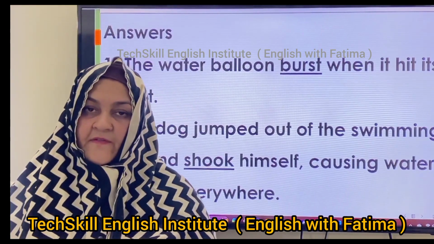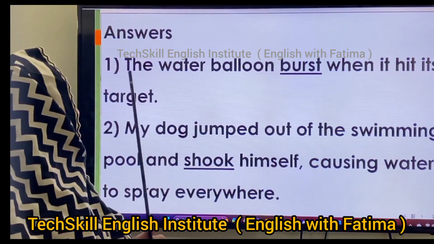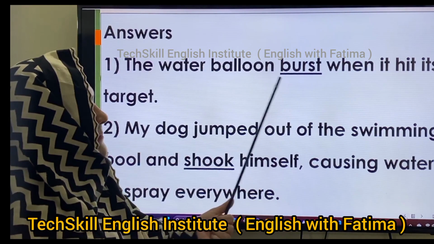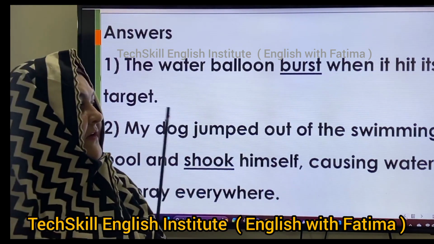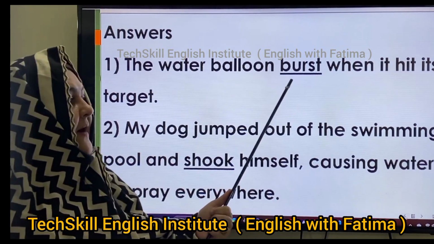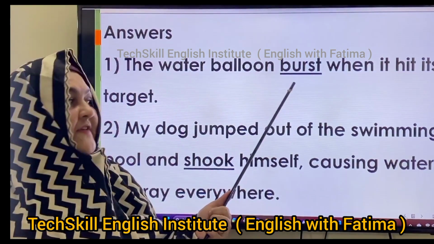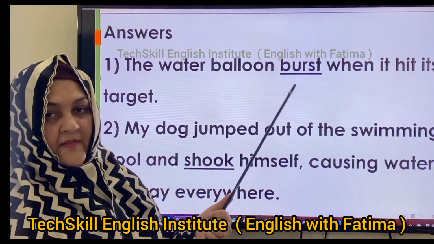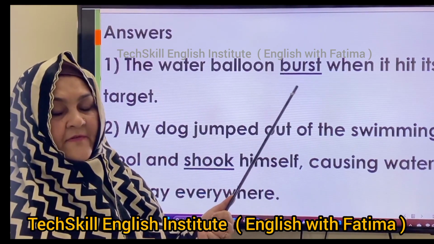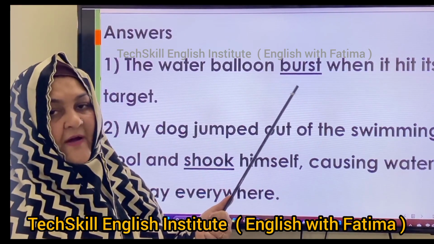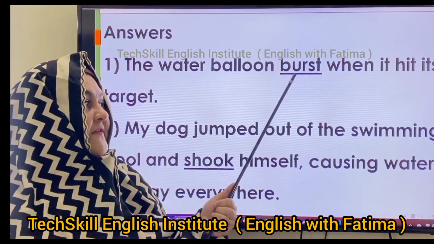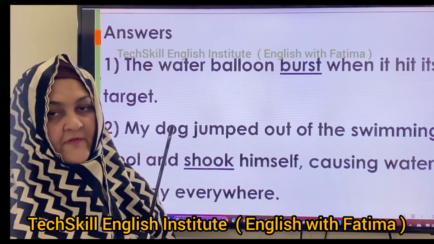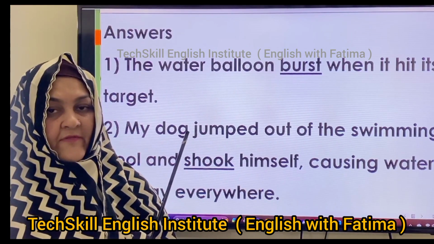See the answers. The water balloon burst when it hit its target. It means that this is the past form, but the spelling is the same in the base form, in the past participle form, in the past simple form. In all aspects of the past, it is the same. The spelling is the same. So this is an example of an irregular verb.